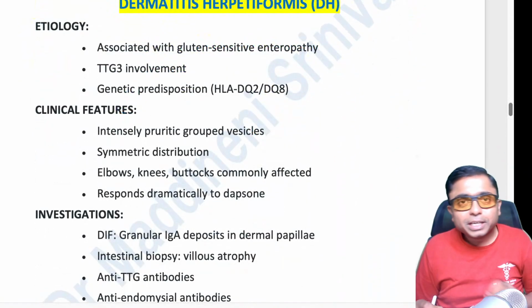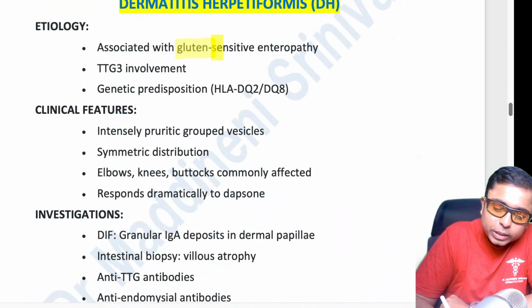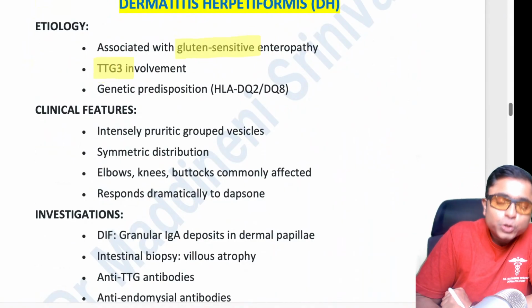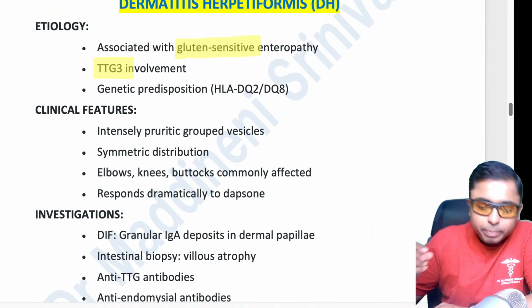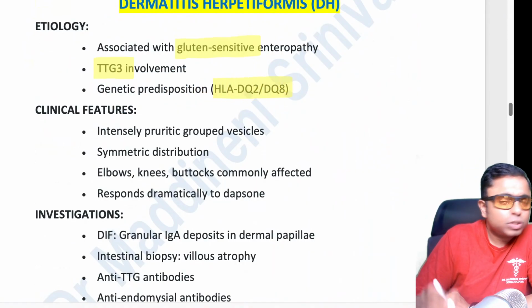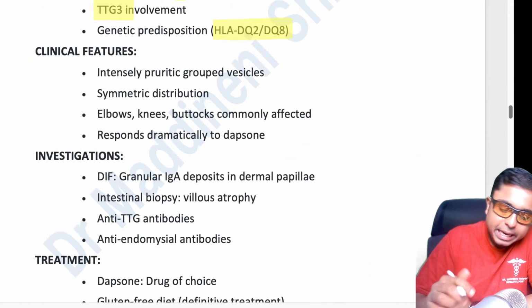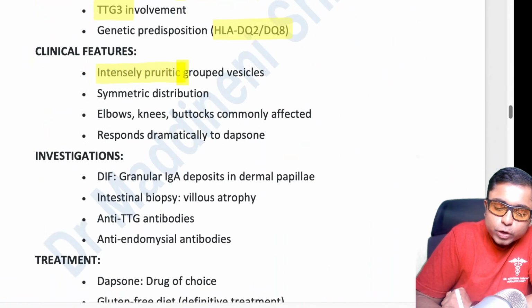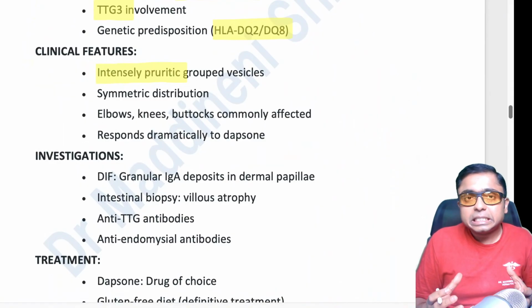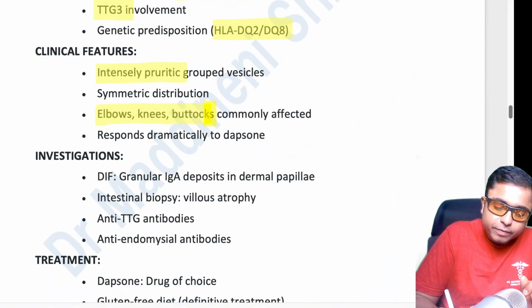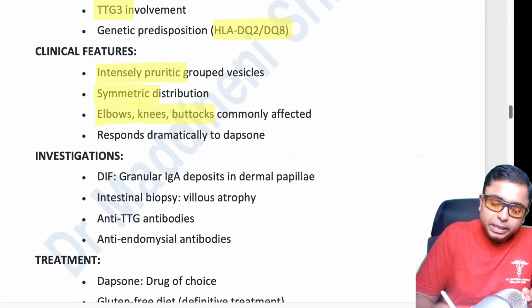Next is the dermatitis herpetiformis. It is associated with gluten sensitive enteropathy, very important, celiac disease, and it is due to the involvement of the tissue transglutaminase 3. And genetic predisposition is also an important question. HLA DQ2, DQ8 can be associated, and it is going to present with grouped vesicles which are going to be very itchy, which are seen mainly over the extensor surfaces, and there is going to be symmetric distribution.